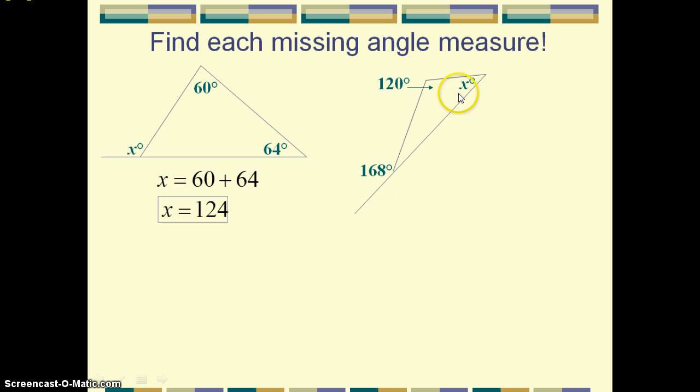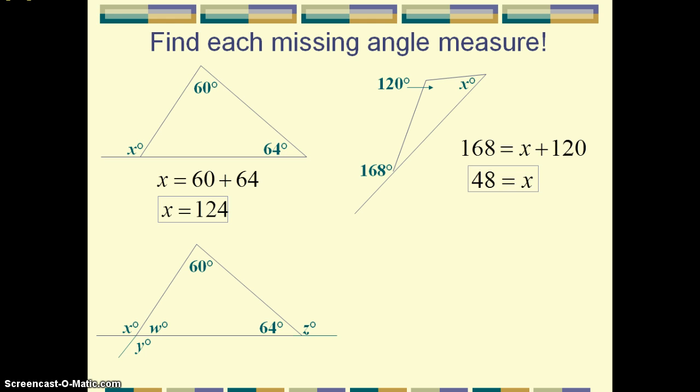Now we're finding an interior angle. We're still going to set up the same equation. The exterior angle 168 is equal to the two interior angles. So we would solve for that to get that x is equal to 48.